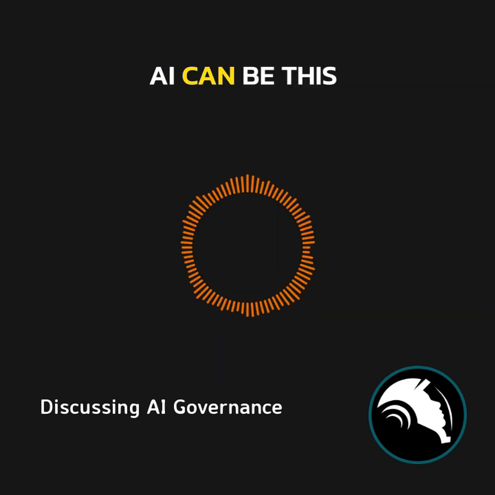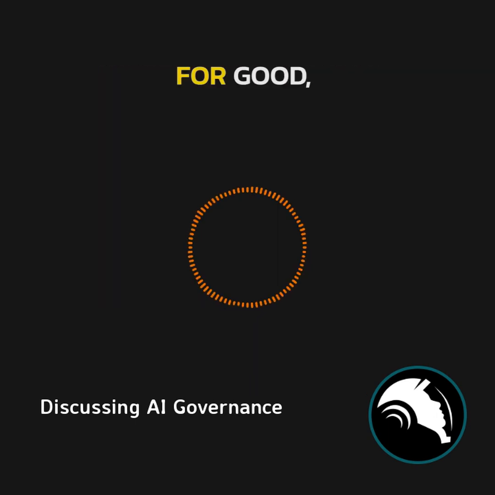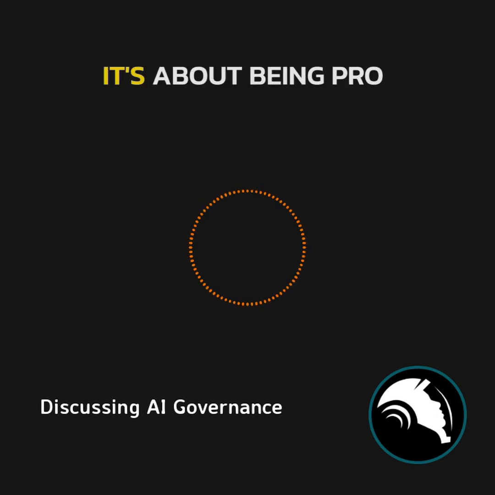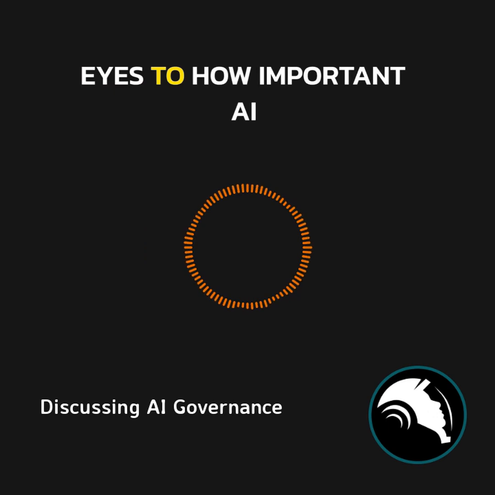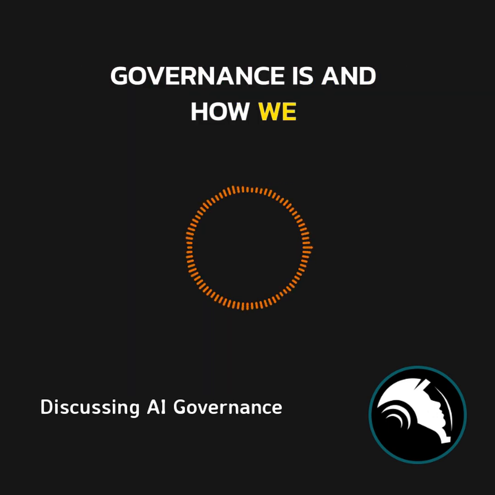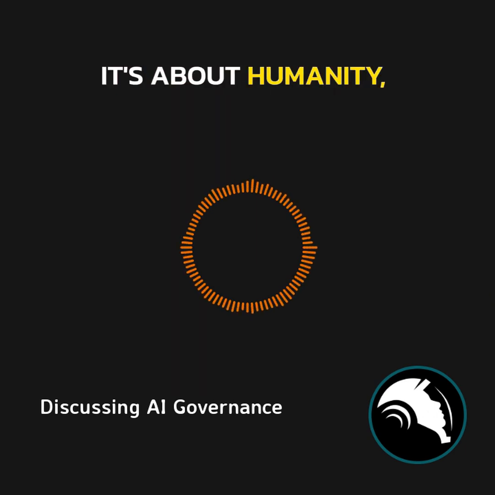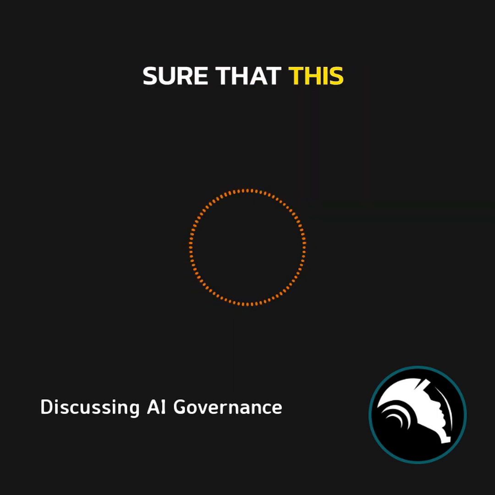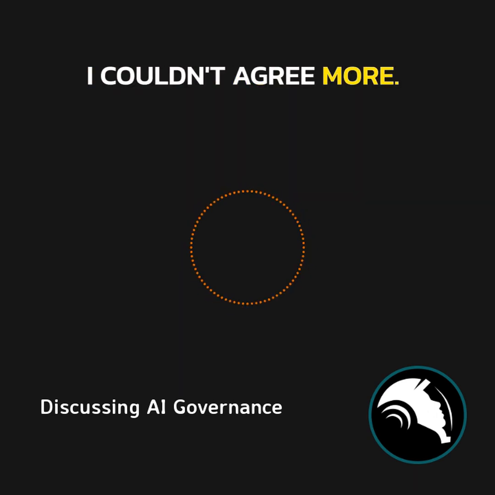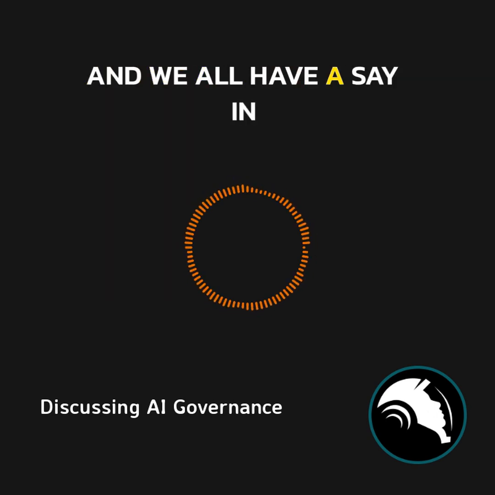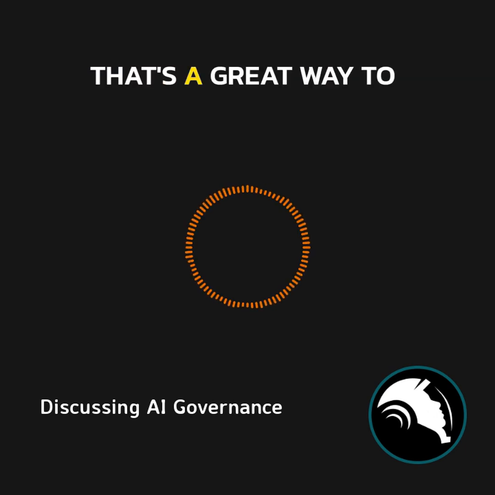That's the spirit. AI can be this incredibly powerful tool for good, but it's up to us to make sure it's used that way. It's not about being anti-AI, it's about being pro-humanity. Well said. I think this deep dive has really opened my eyes to how important AI governance is and how we all have a role to play in making sure it's done right. It's not just about tech, it's about ethics, it's about humanity, and it's about making sure that this incredible technology actually serves us, not the other way around. I couldn't agree more. The future of AI is being written right now, and we all have a say in how that story unfolds.